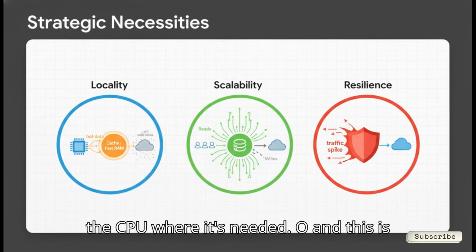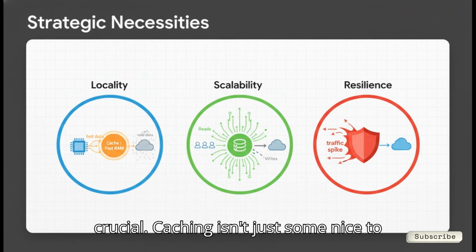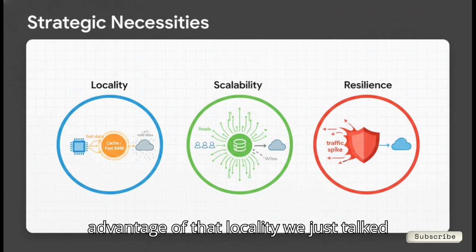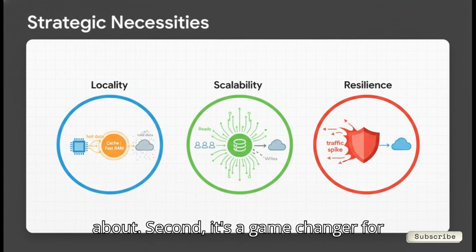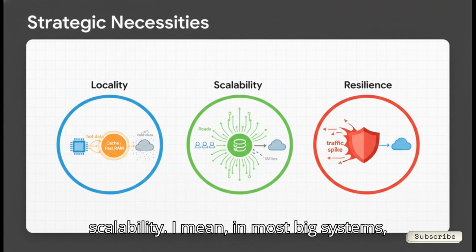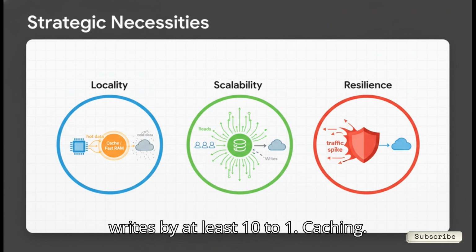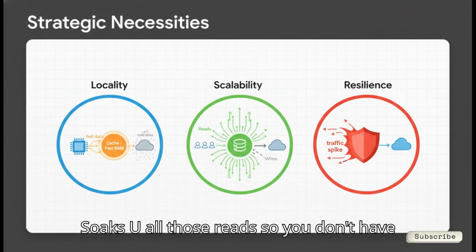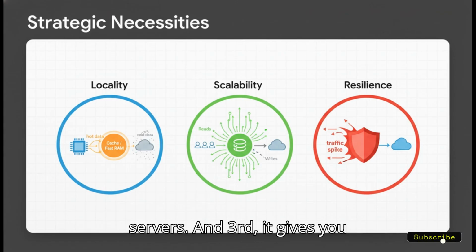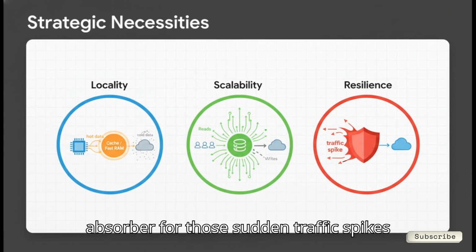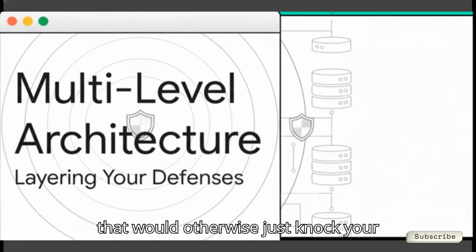So, and this is crucial, caching isn't just some nice-to-have performance tweak, it is an absolute strategic necessity. First, it takes advantage of that locality we just talked about. Second, it's a game changer for scalability. I mean, in most big systems, you're looking at reads outnumbering writes by at least 10 to 1. Caching just soaks up all those reads so you don't have to keep buying more expensive database servers. And third, it gives you resilience. It's your buffer, your shock absorber for those sudden traffic spikes that would otherwise just knock your whole system over.